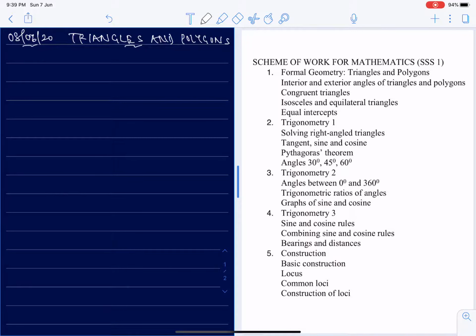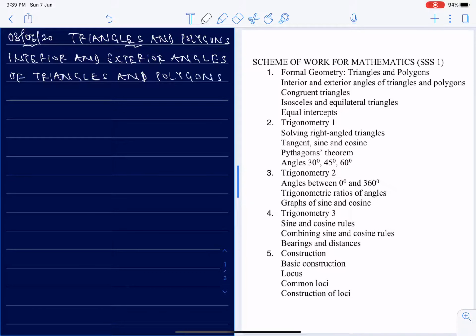Triangles and polygons. And what's the first thing we are learning under that? That's the interior and exterior angles of triangles and polygons.